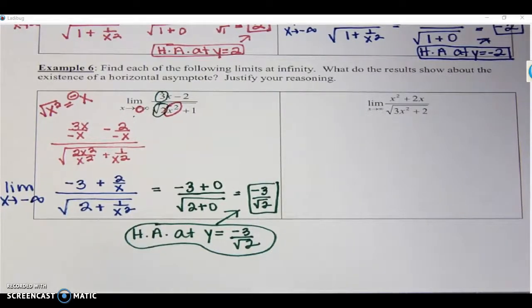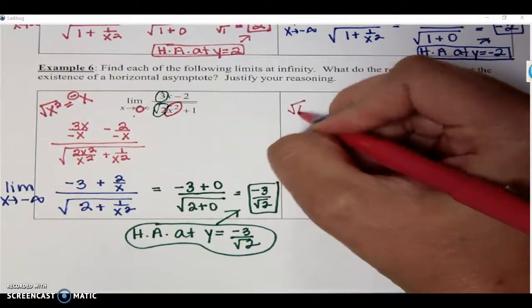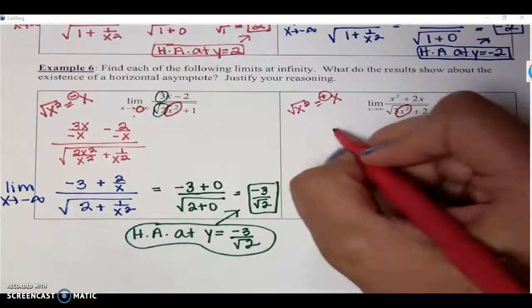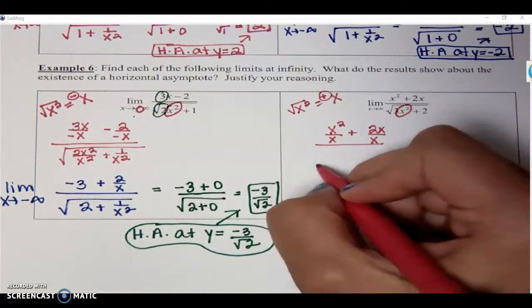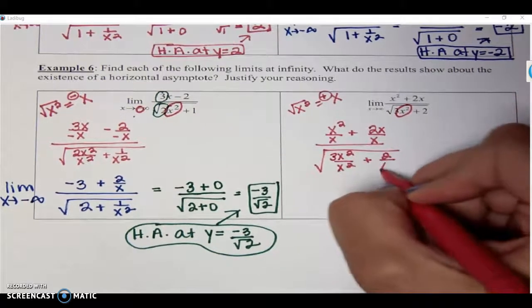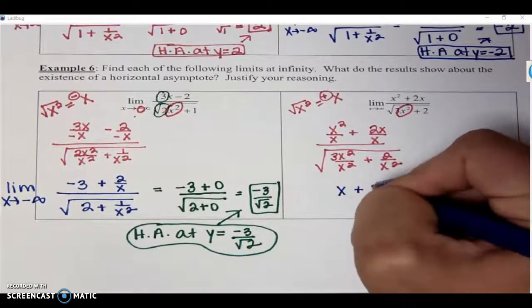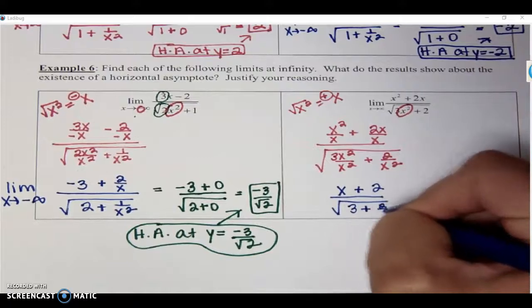So for this one, let's look at it and then we'll look at why I don't think, oh, I can just use the shortcut, because look what's going to happen. So we're going to be doing square root of x squared equals x. It's positive infinity, so we're going to be dividing by positive x. And then in the denominator, you're dividing by the x squared. So if we simplify, we're going to have x plus 2 over the square root of 3 plus 2 over x squared.